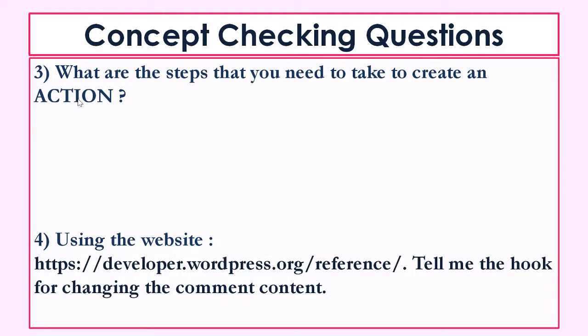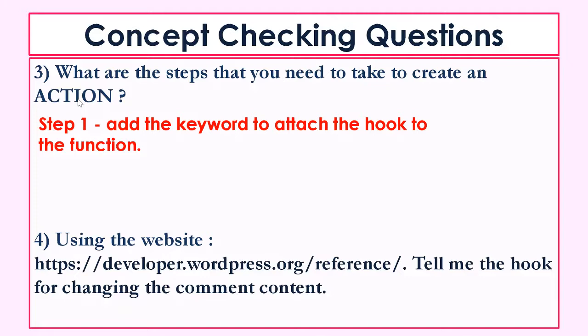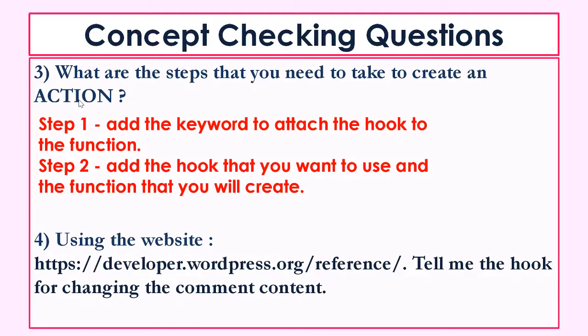What are the steps that you need to create an action? Step 1, you need to add the keyword and then attach the hook to the function. Do you remember, in an action it's called add_action, in a filter it's called add_filter. Step 2, add the hook that you want as well as the function that you will create. And step 3, create the function.